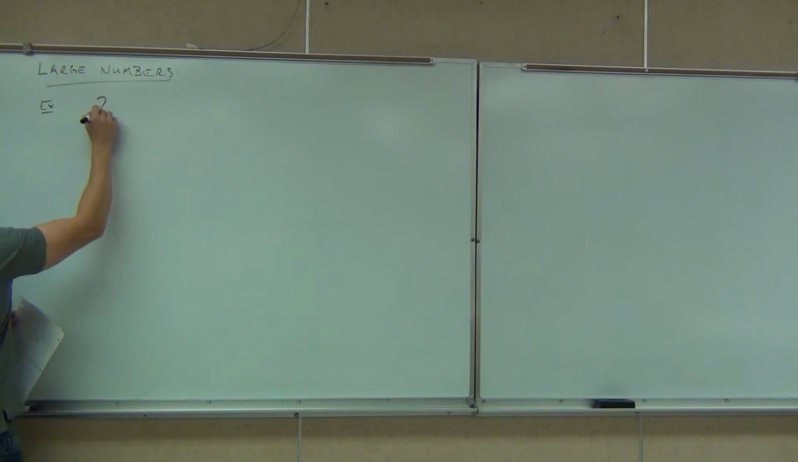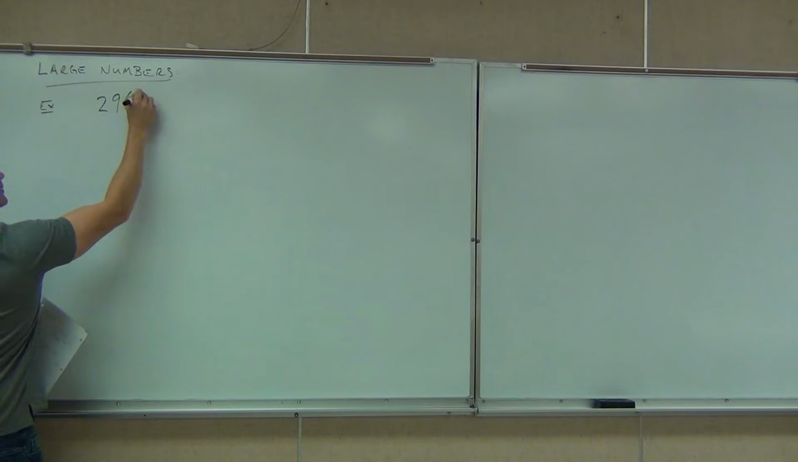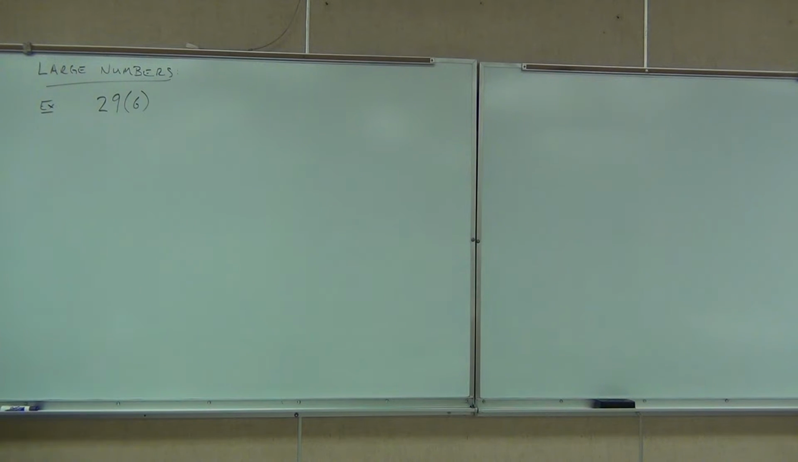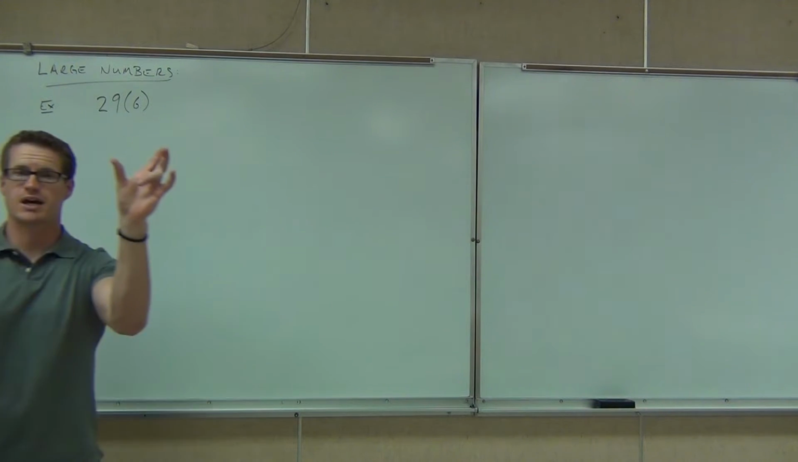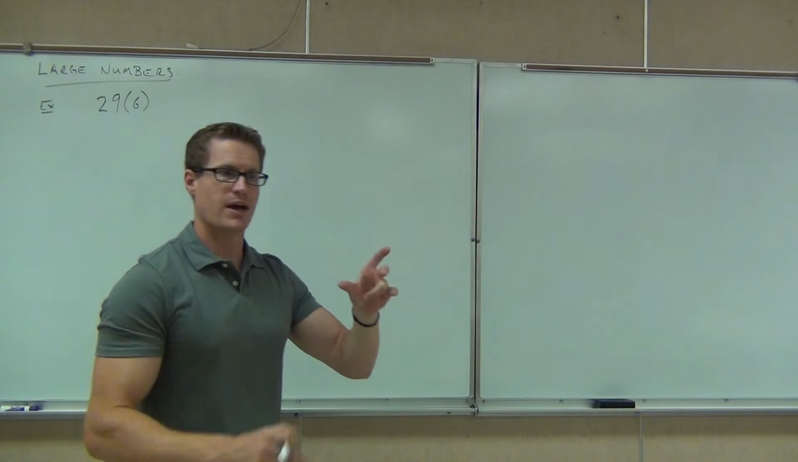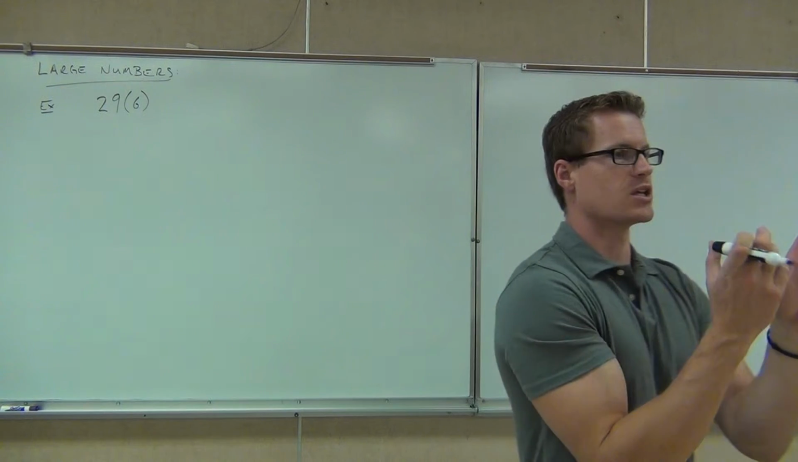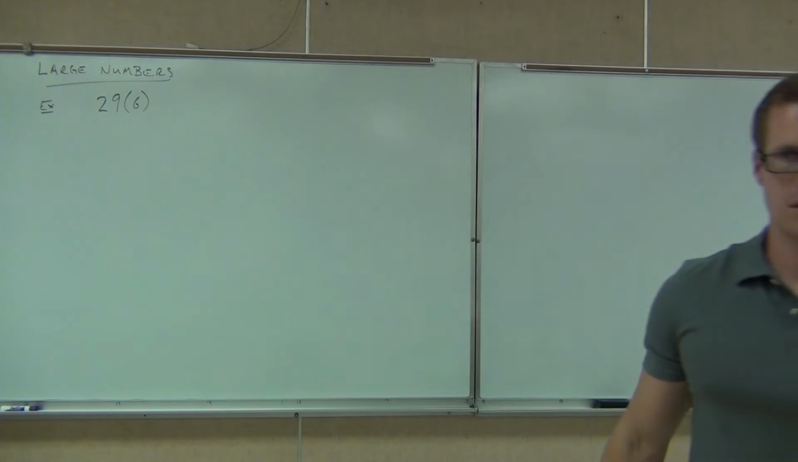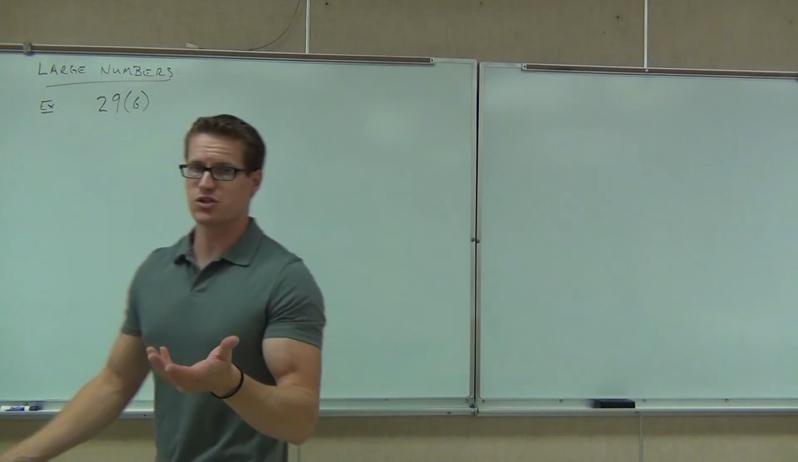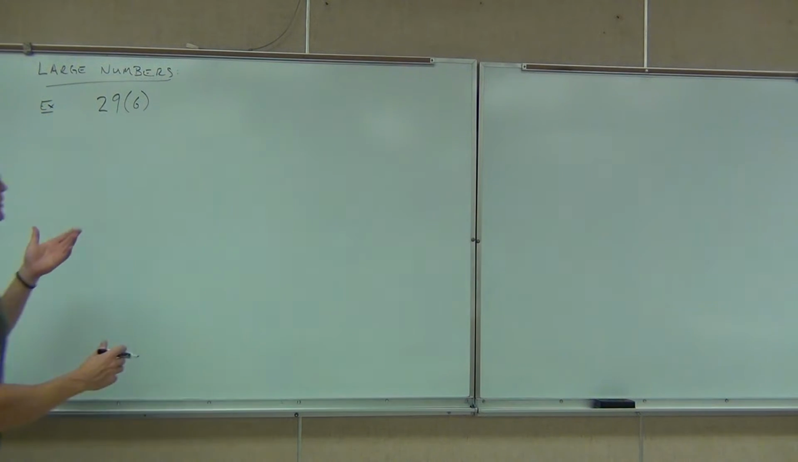By the way, do you remember what this means? Times 5. The parentheses do mean do this first if there's an operation inside of that. If there's no operation inside of that, whatever number is outside means that you are multiplying. Good, so this really just means 29 times 6. So let's see if we can do 29 times 6.